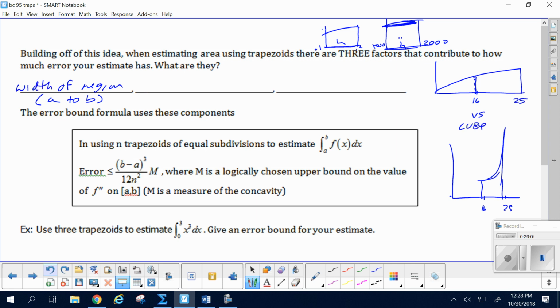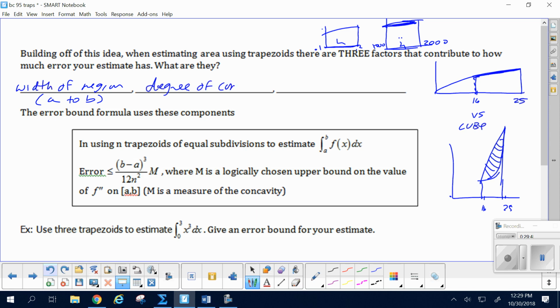What else? How concave. We don't go there a lot, but the degree of concavity matters. There are degrees to concavity. Imagine if I had the square root function, which is really slow growing. Is that trapezoid going to be off a lot or off very little? Very little. But if you look at a cube or something with a large second derivative, where the slopes are growing quickly, then you're talking a lot of error. So the degree of concavity.